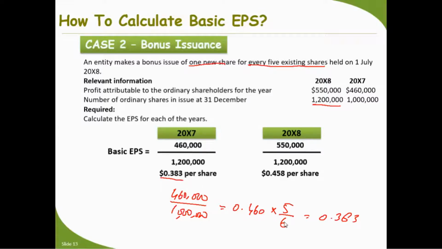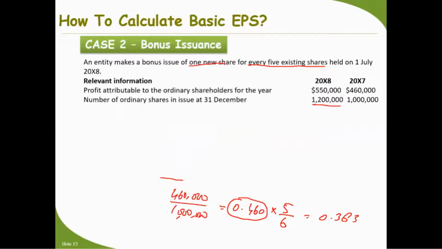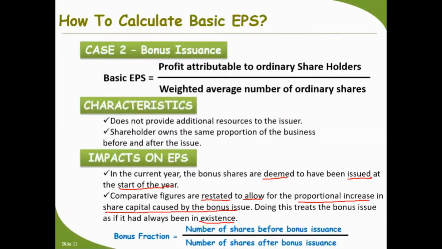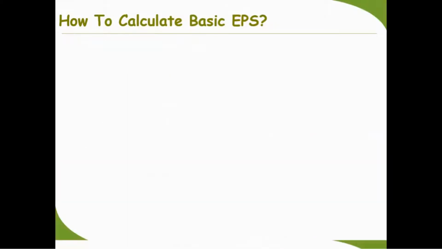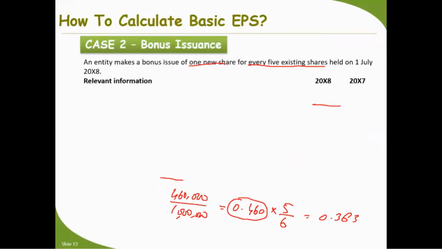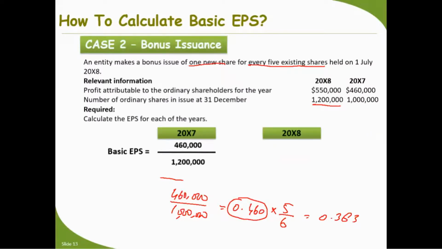Here, because we have data of 2007, we calculated straight away. If we don't have the data of 2007, but we have the EPS of 2007 for the preceding year, for comparative purposes we will restate it by multiplying it by the bonus fraction. What is the bonus fraction? As I discussed earlier in the previous slide, that is the number of shares before bonus issuance divided by the number of shares after bonus issuance. So either you can do 1 million divided by 1.2 million, which is 5 by 6. In this way, we can restate our preceding period EPS.